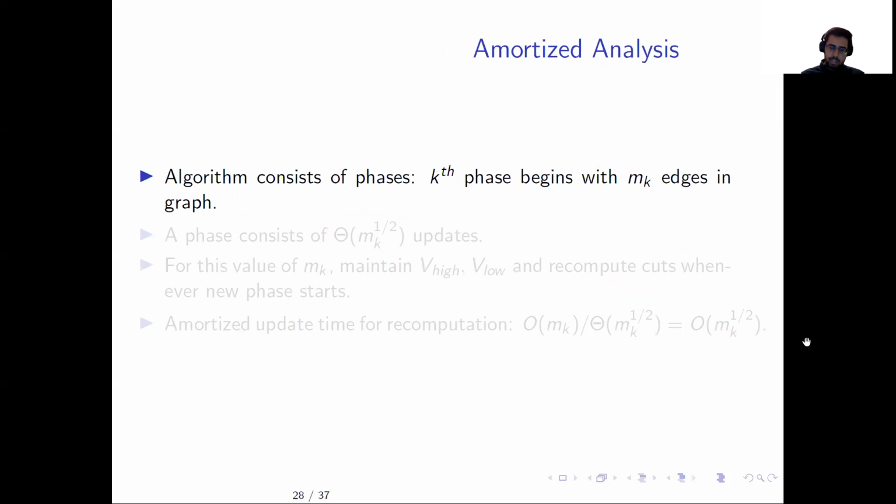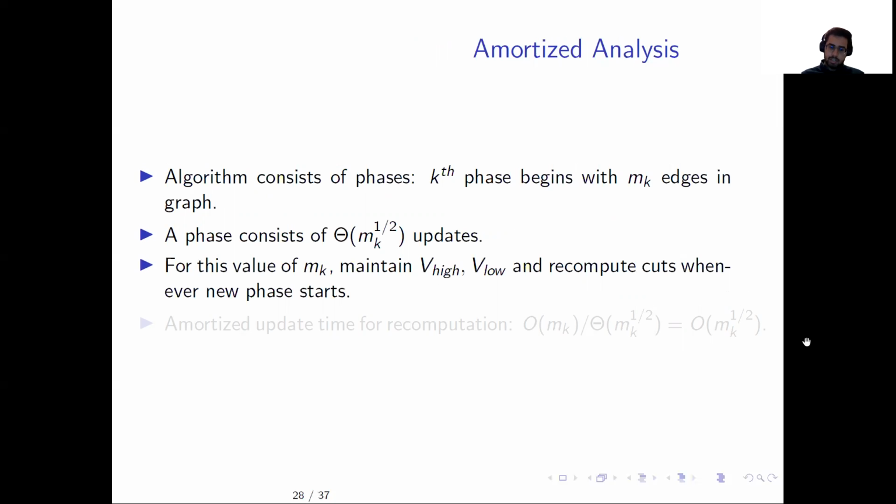Our algorithm actually consists of phases. Each phase has only square root of m updates, and for the specific value of m, k, we would like a high and low degree vertex partition, and we want to reinitialize all the data structures after square root of mk updates. So the amortized update time for the recomputation is just O of square root mk, which is good.